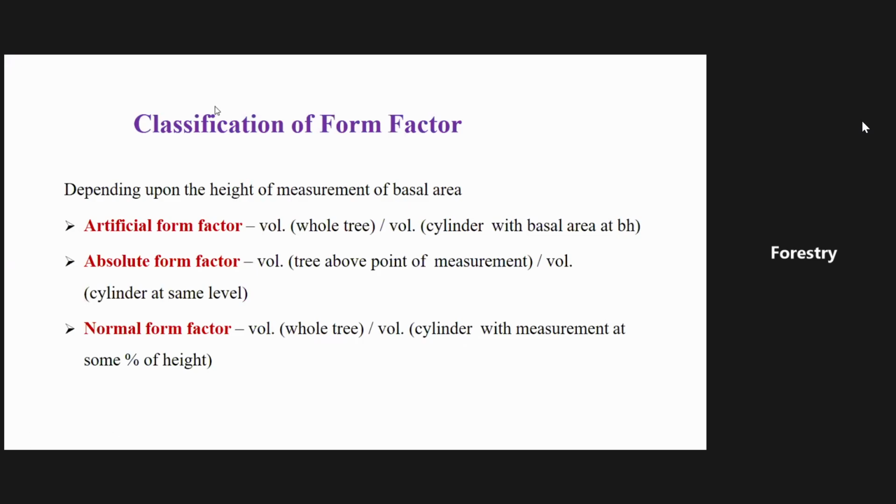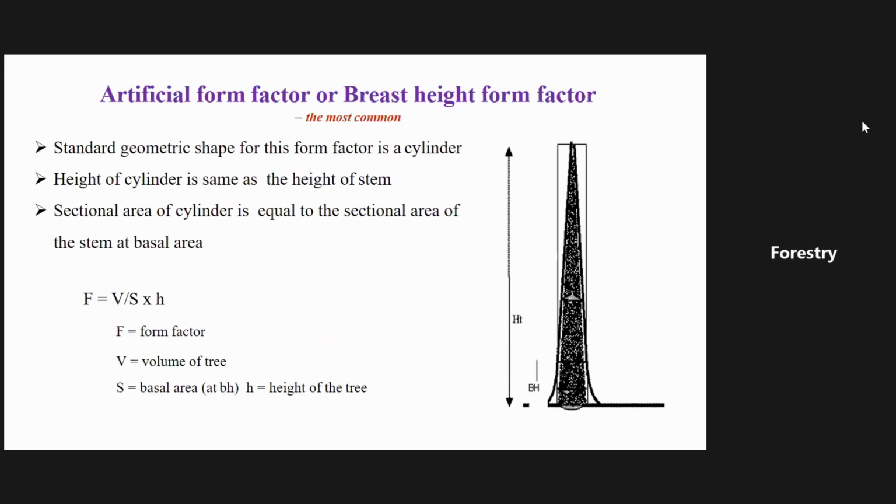One is artificial form factor, then absolute form factor, and normal form factor. We'll discuss one by one what artificial, absolute and normal form factors are. So the first one is artificial form factor, also called breast height form factor, and it is the most common form factor used in calculation of tree volume. This artificial form factor has a standard geometrical shape, a cylinder. The height of the cylinder is the same as the height of the stem.